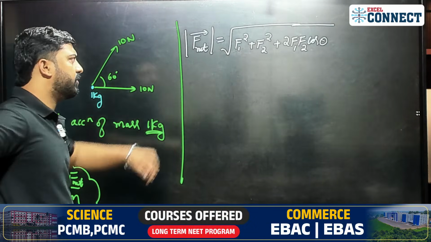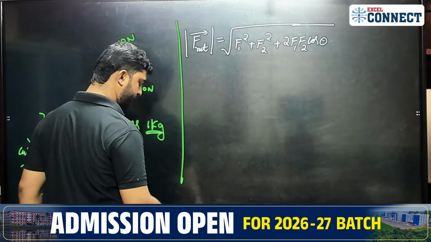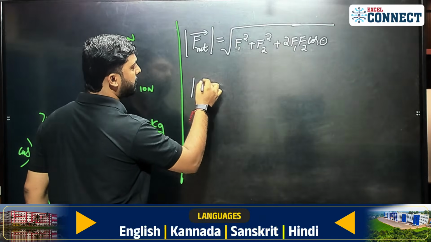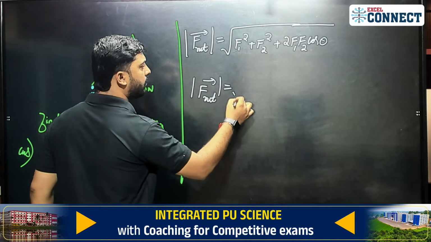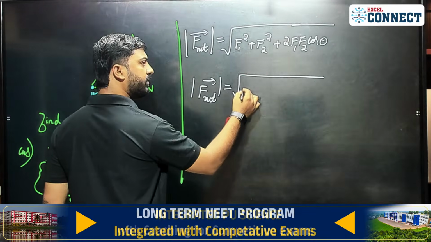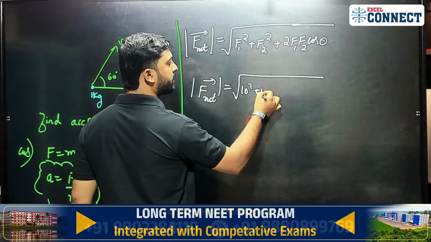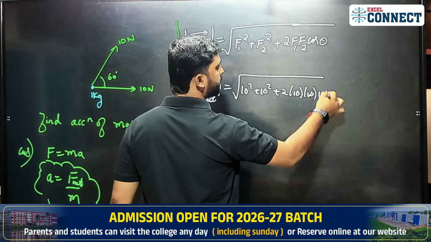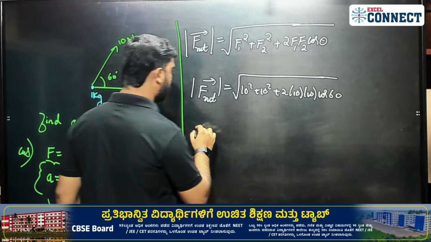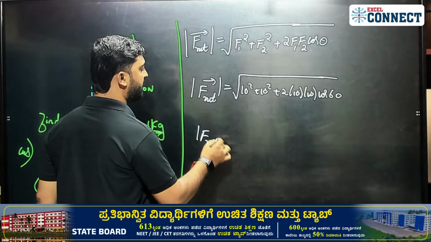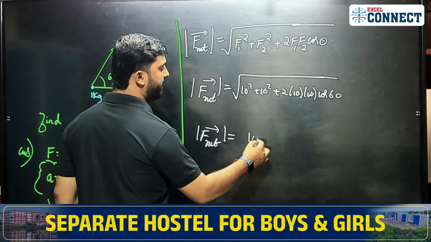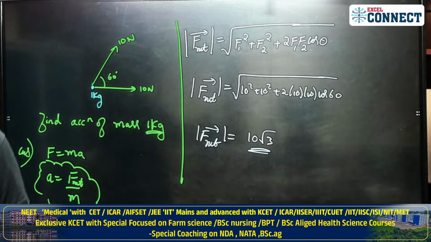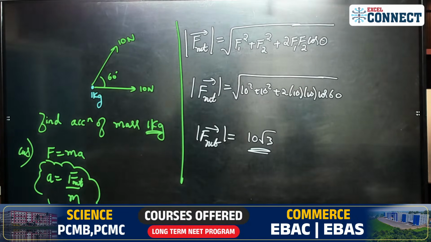Okay, just try to solve this. The F net will be root of 10 square plus 10 square plus 2 into 10 into 10 cos 60. We have a shortcut for this. We have discussed it in yesterday's class. The answer will be 10 root 3, right? It will be 10 root 3.